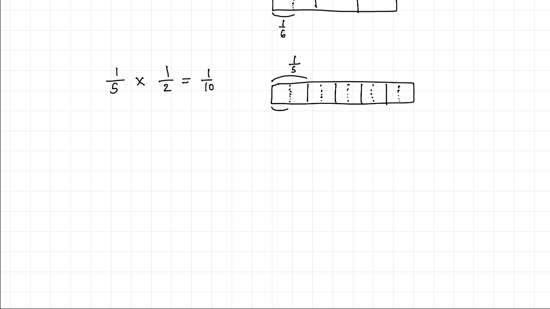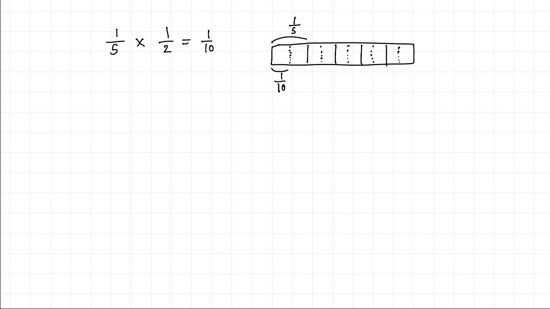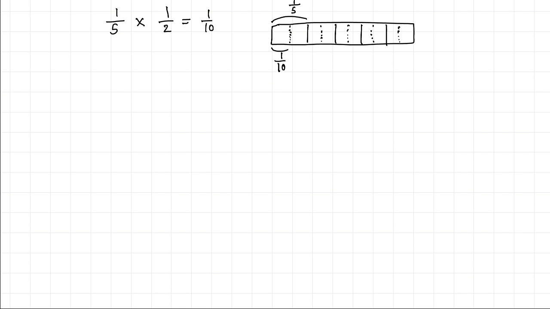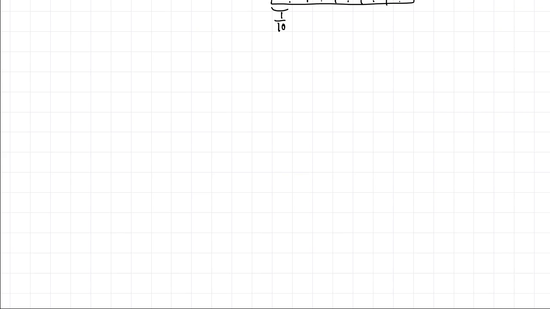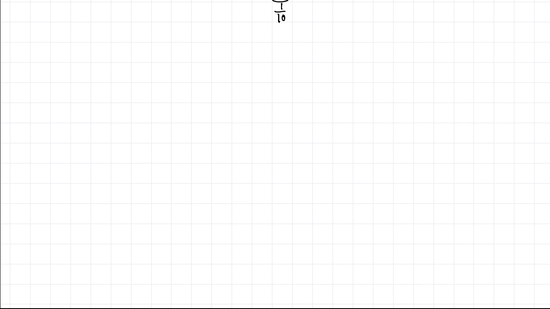And again, I'm going to use that language. So we started with 1/5. I made it half as big, and this size here is 1/10. Let's try another one. This time I'll multiply by a fraction other than half. So let's try a third, and we'll times that by a quarter.